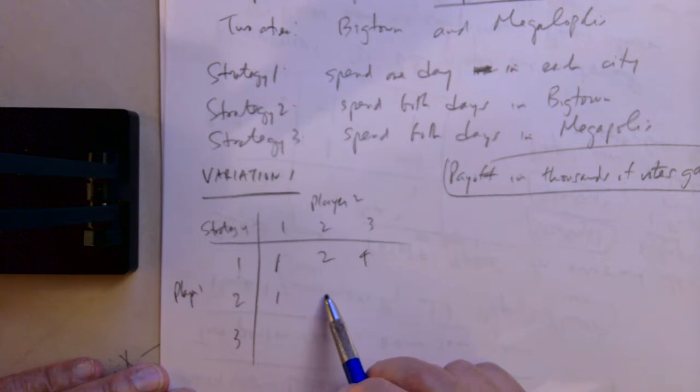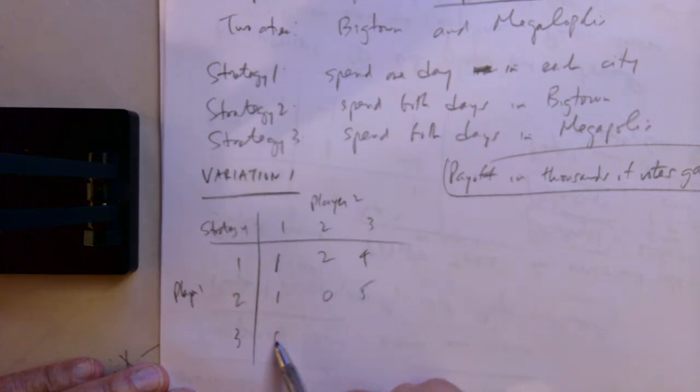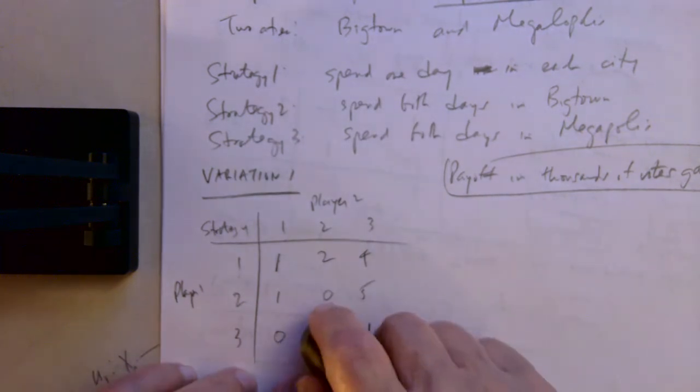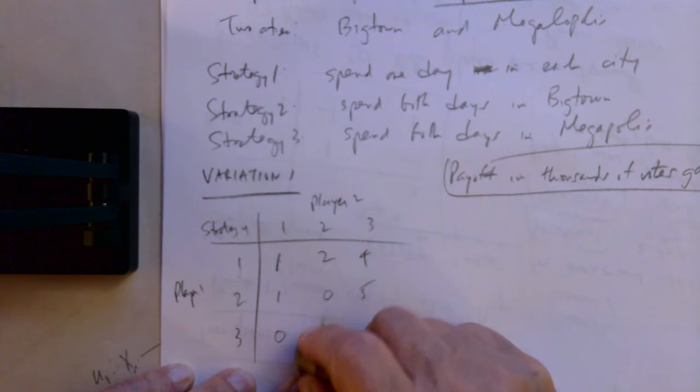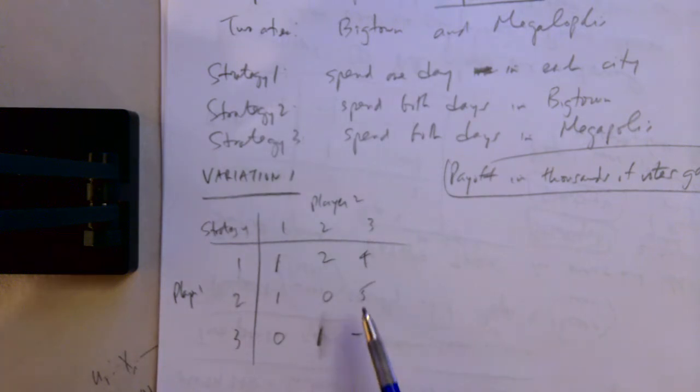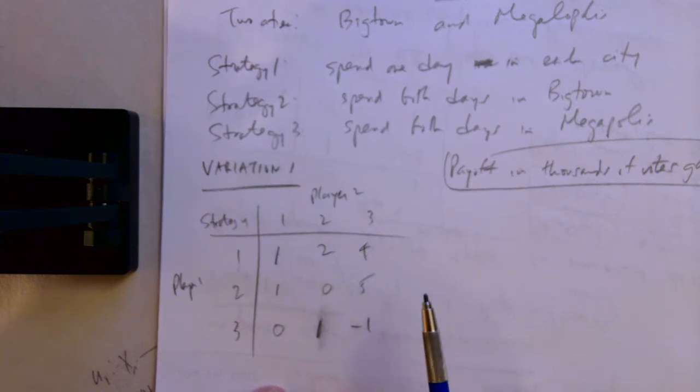And let's just say these are the other numbers that are worked out by the campaign strategists, the campaign managers for each candidate. 1, 2, 4, 1, 0, 5, 0, 1, minus 1. So whatever was the method, the political campaign professionals for each candidate came up with this payoff chart on how many votes they would win or lose, depending on how they decided to spend the last 2 days of their campaign.